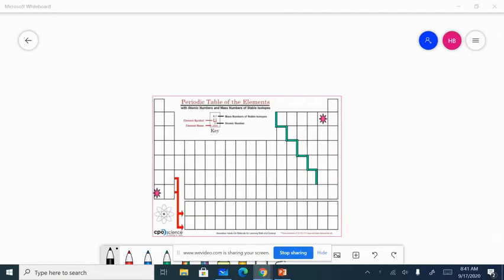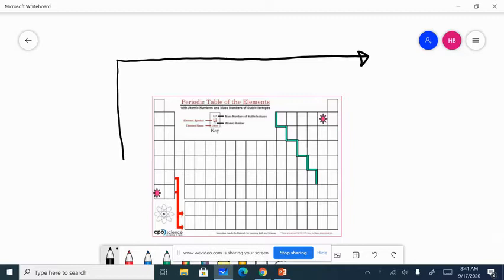Okay, let's summarize that really quick. So remember, our trends are going across a period or down a family. Across a period is caused by the Coulombic effect, or in other words, the pull of the protons in the nucleus.